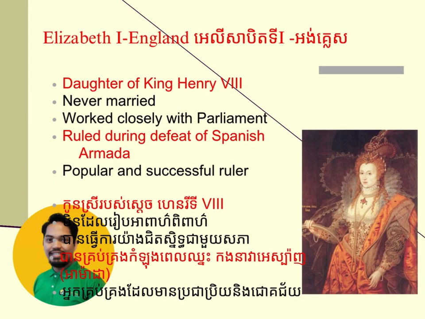The next one is Queen Elizabeth I of England. She is the daughter of King Henry VIII. She never got married. She worked closely with Parliament and she ruled during the defeat of the Spanish Armada. And she is one of the well-known and successful rulers of England.